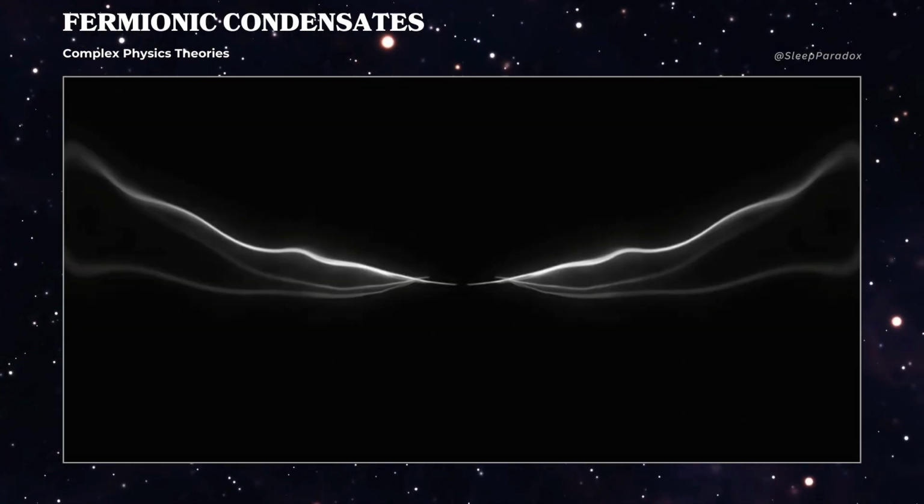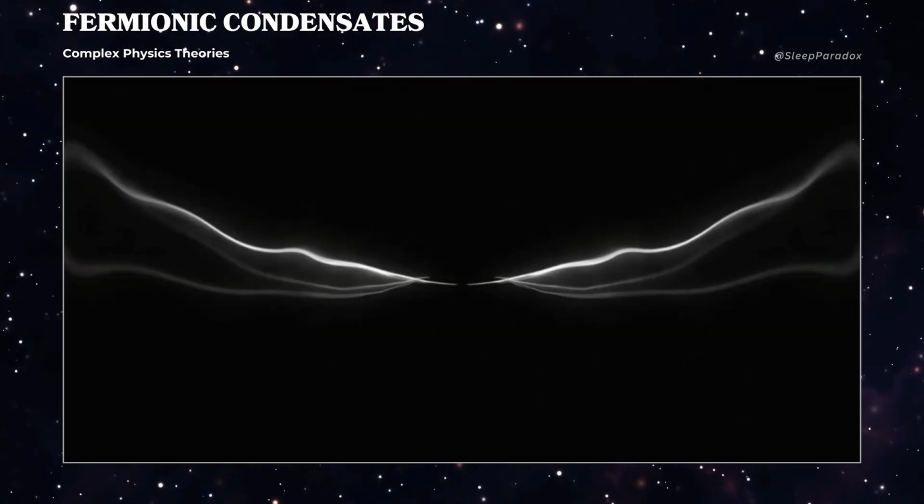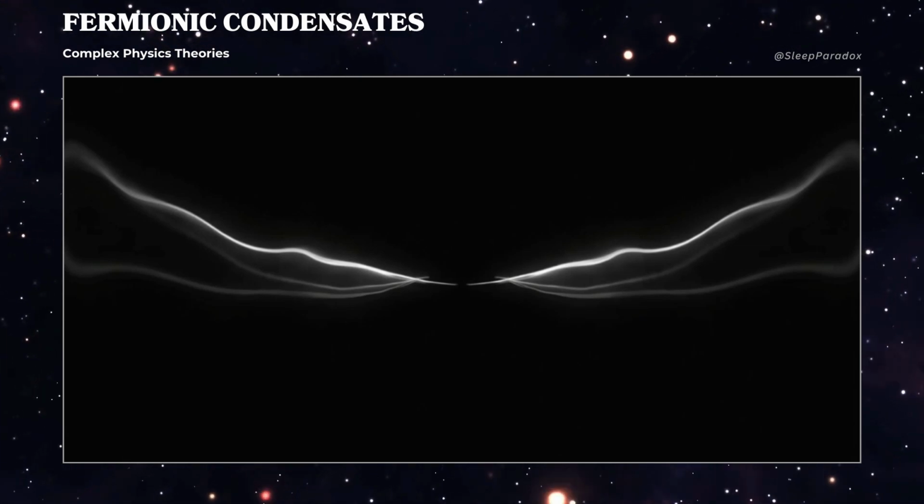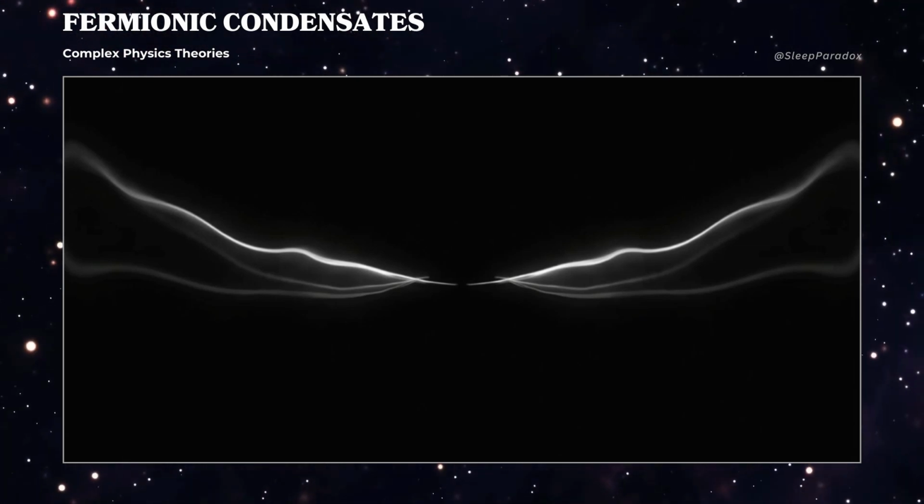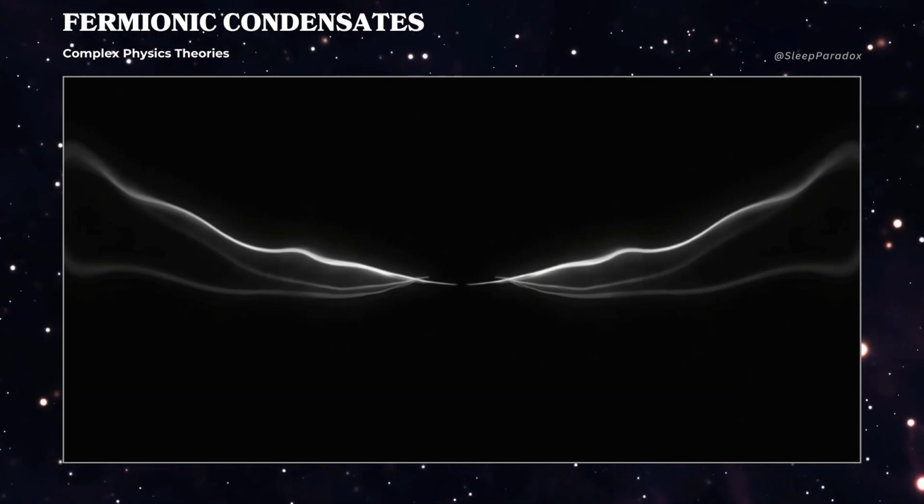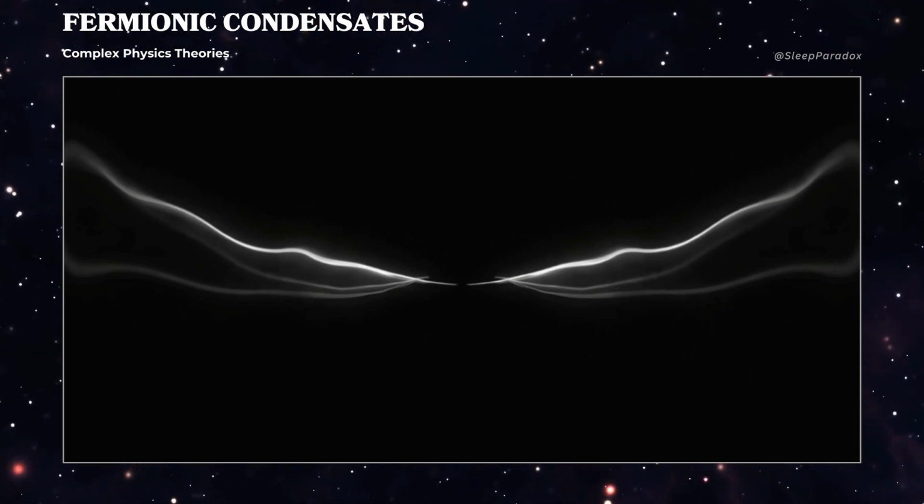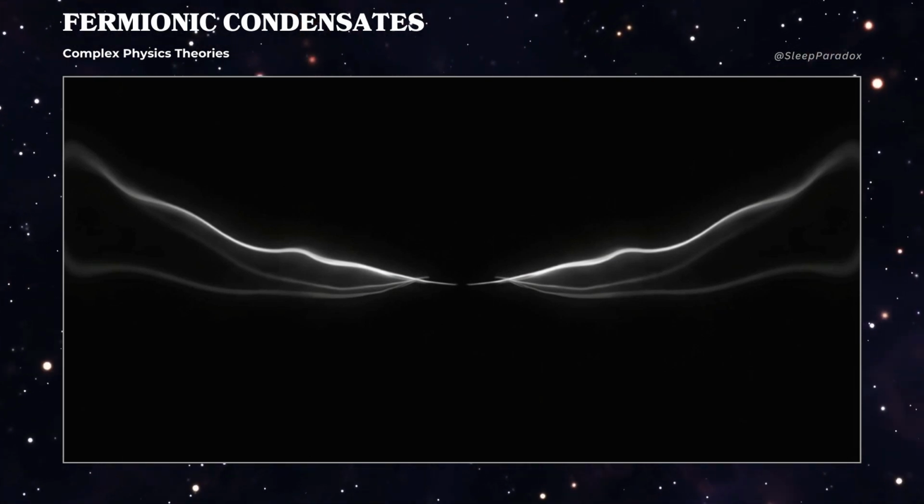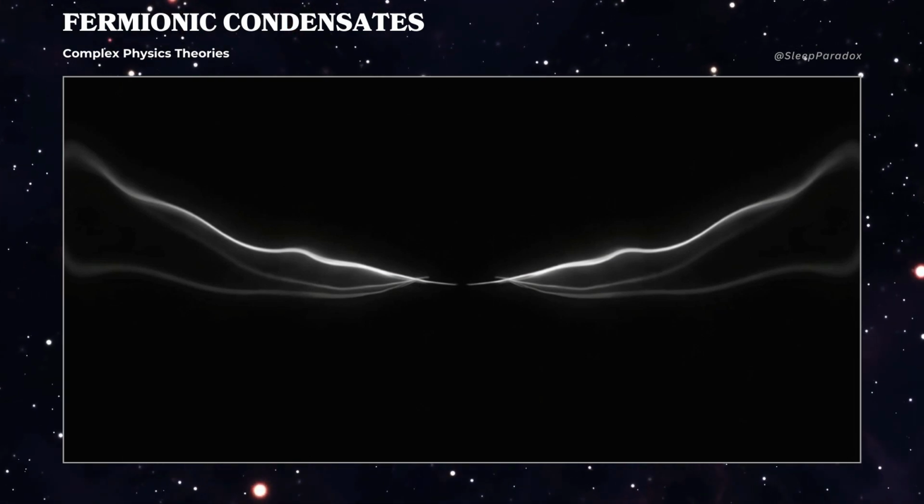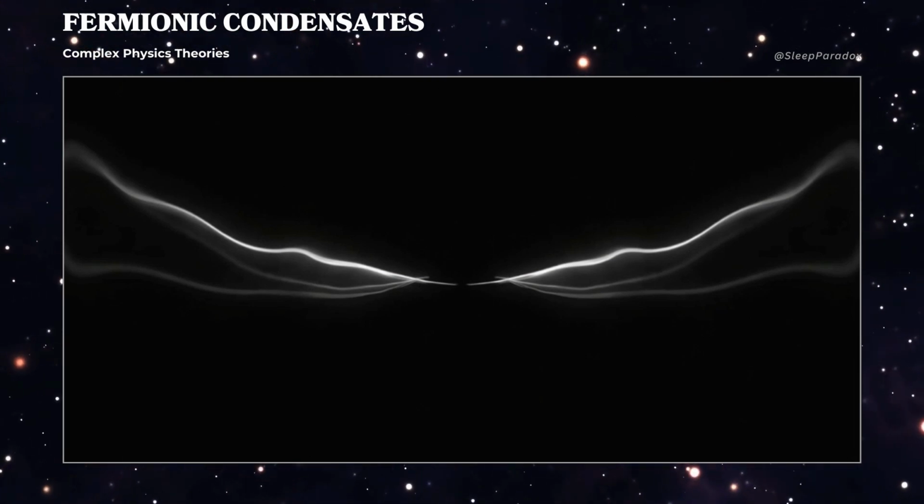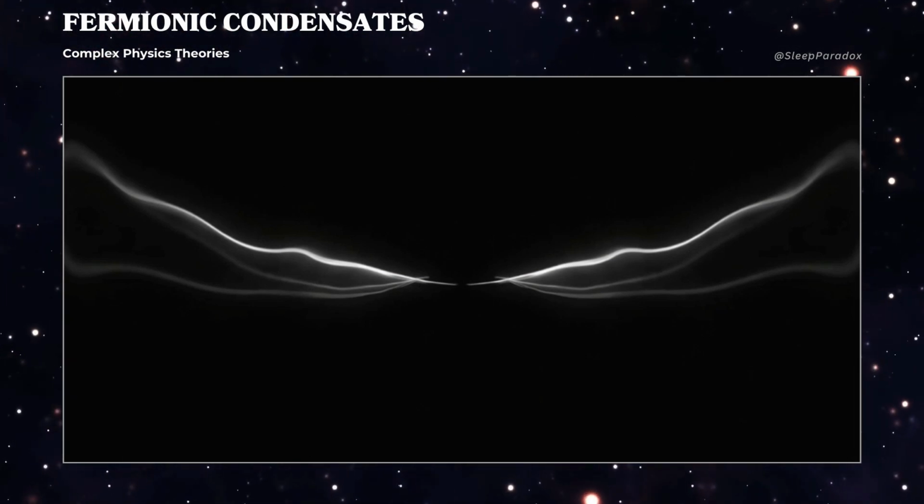Fermionic condensates. Fermionic condensates are a special state of matter formed by particles called fermions, cooled to temperatures extremely close to absolute zero. They are one of the most unusual phases of matter ever created in a laboratory, and they offer a window into the quantum world, where the normal rules of physics no longer apply.